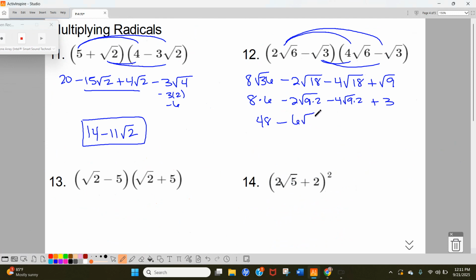Pull a 3 out here. That'd be 3 times 4. So that'd be 12 root 2. And then now we're going to combine our like terms. So 48 and 3, putting our constants together, and then putting our root 2's together, we get negative 18 of those.